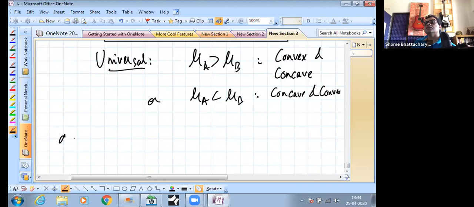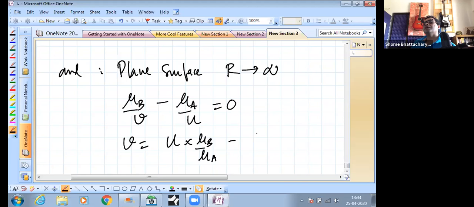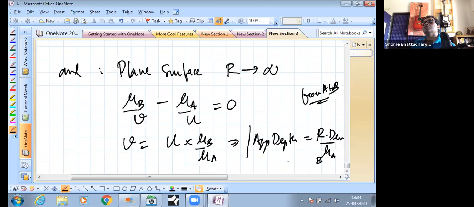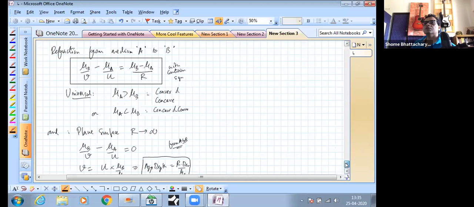Okay, and also you can see that for a plane surface, R is tending to infinity. So we have mu B by V minus mu A by U is equal to 0. So we have V is equal to U into mu B by mu A, or we have apparent depth is equal to real depth upon refractive index of A with respect to B. And this was a refraction from A to B. Remember. So that we are back to that formula. So even that formula becomes a special case where the sphericality of the refracting surface is that it's an infinite radius. So the refracting surface is a spherical surface which is tending to become plane.